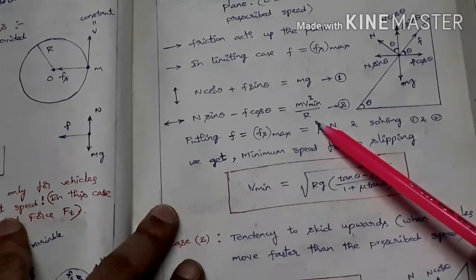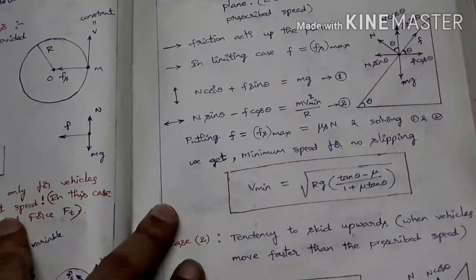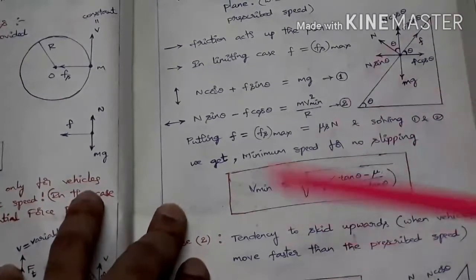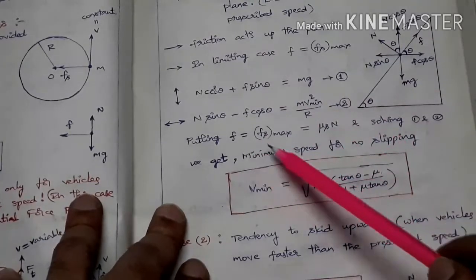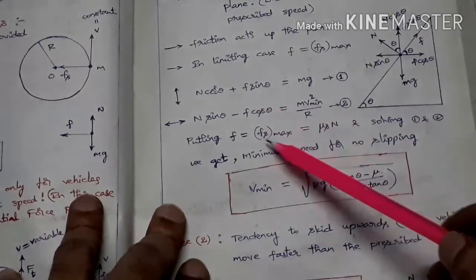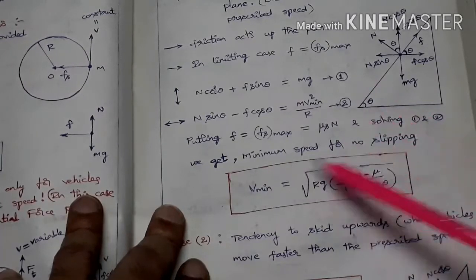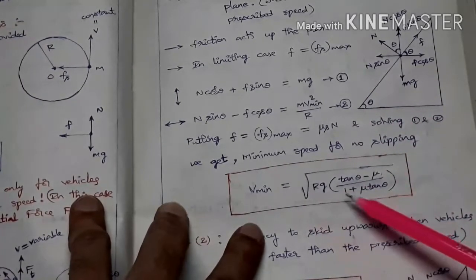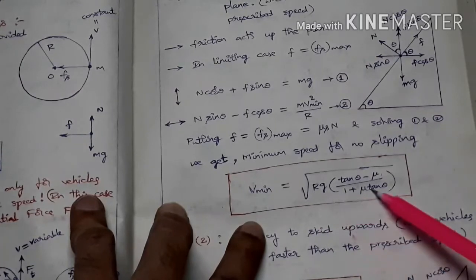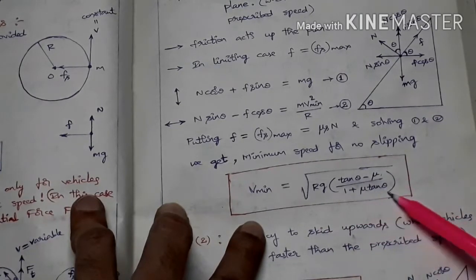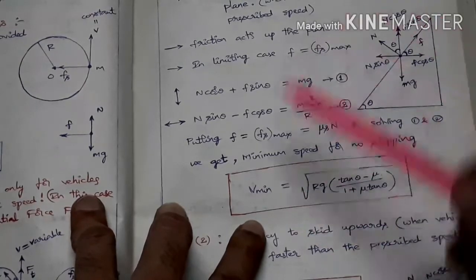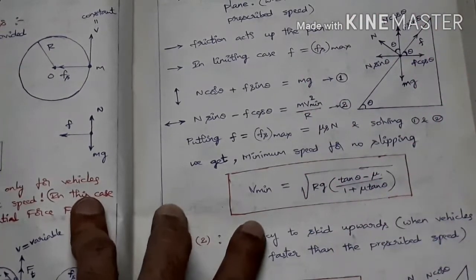Here we are interested to find the minimum value of velocity which is safe for the vehicles to perform the circular motion. So putting fs max equal to mu times N in place of f, and solving these two equations, we will get v minimum equal to root over r g into (tan theta minus mu) by (1 plus mu tan theta). This is the minimum safe velocity to perform circular motion without skidding down.